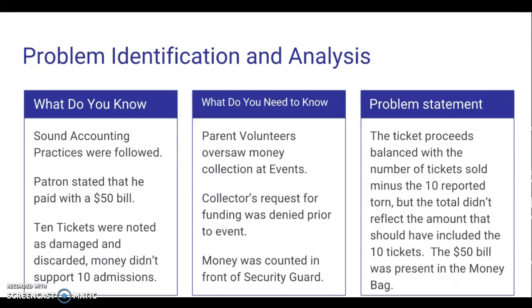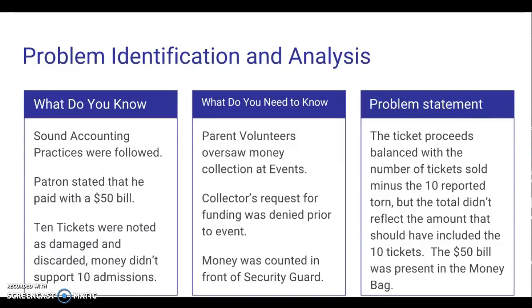When looking at a case study, we have to identify the problem and then put forth some analysis to it. How we do that is we look at what you know, what you need to know, and then identifying the problem at the end. The things that you need to know in this case is that there were sound accounting practices that were followed, but a patron stated that he paid with a $50 bill, and there were 10 tickets that were noted as damaged and discarded. Money didn't support those 10 admissions.